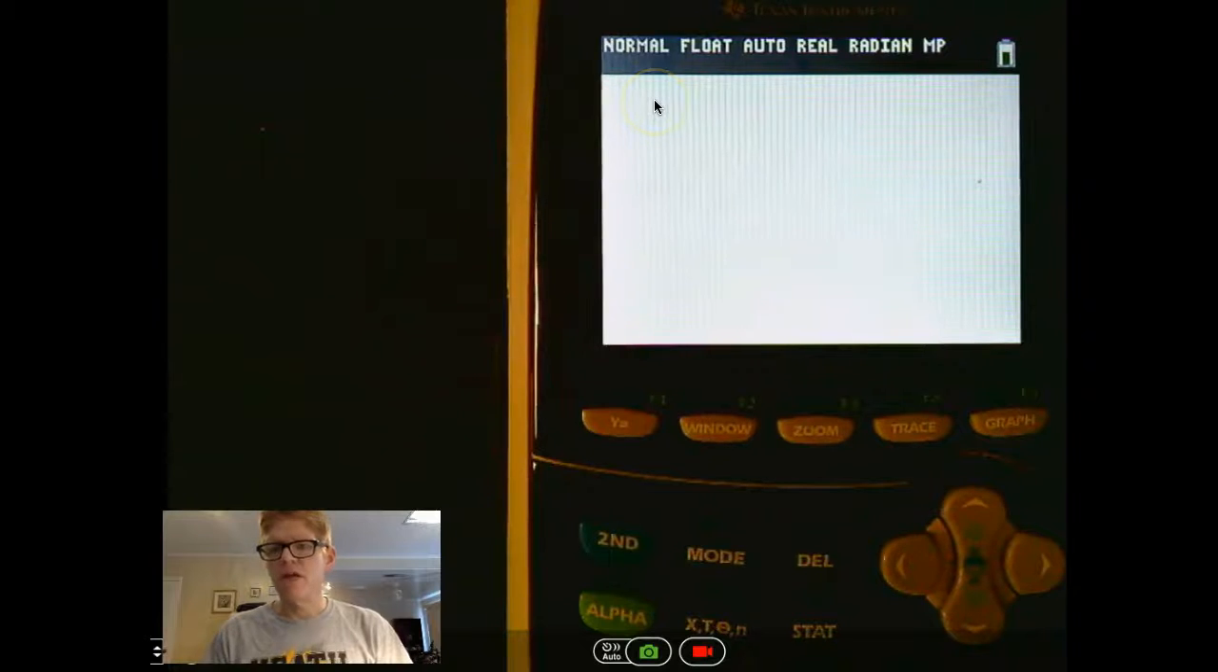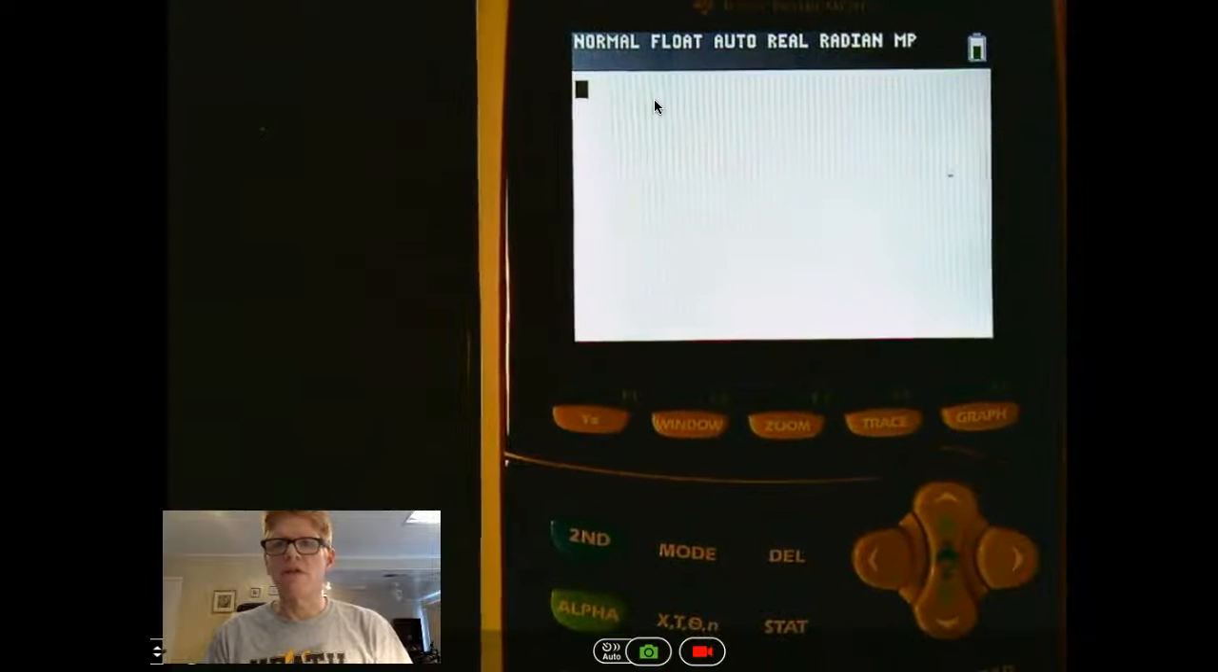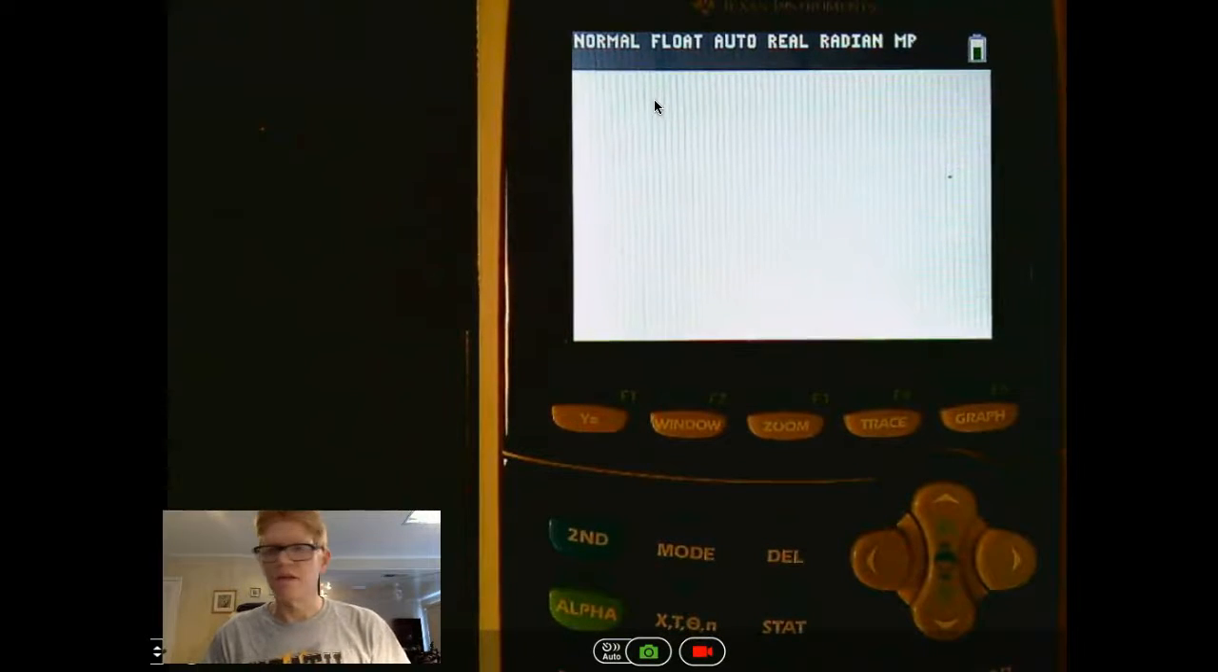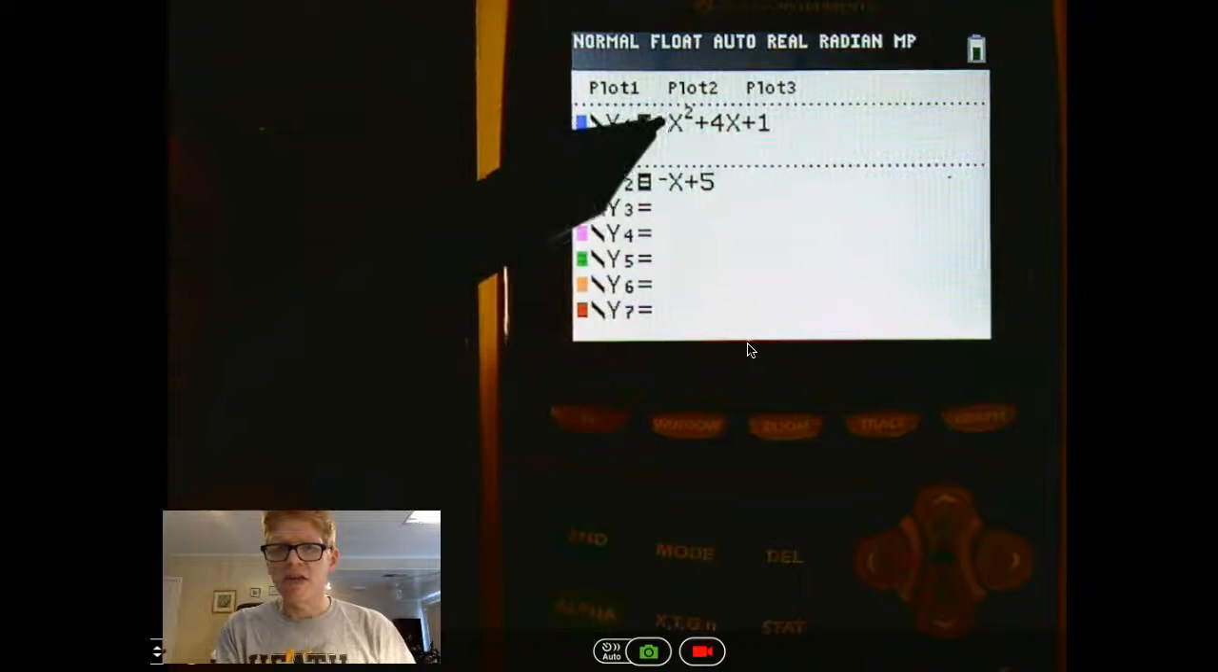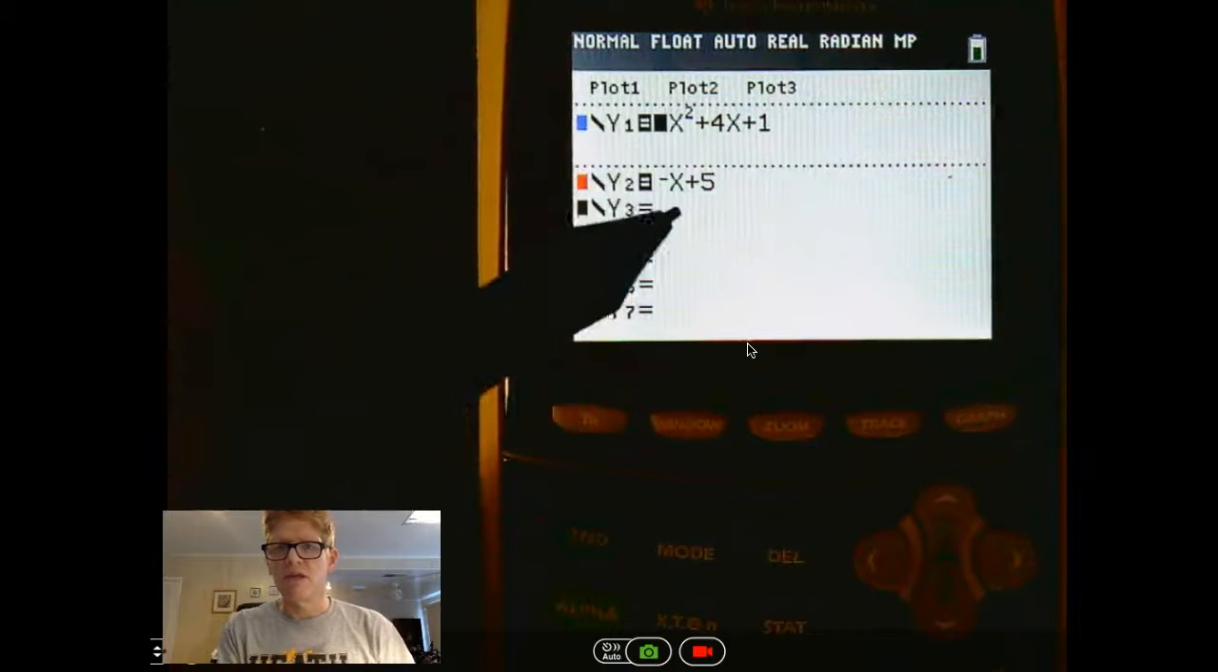So here we have our calculator, and I know it looks a little dark, but I've adjusted the contrast so we can see it a little bit better. The first thing we're going to do is press y equals, and that is going to allow us to enter in our equation. In order to save us some time, I've already entered mine in. You'll notice that I have negative x squared plus 4x plus 1 and negative x plus 5.